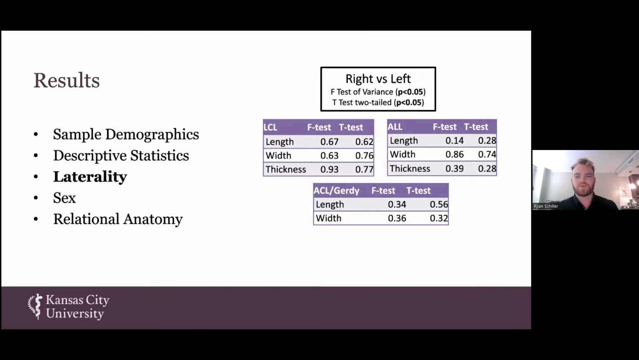And so then we took those descriptive data and we separated them into right and left and did a test for difference in laterality. So first we did an F test for equal variance for all of these numbers. And you can see that none of those came back significant. So all of the values between right and left had equal variance. And you can see with the t-test as well, none of those came back significant. So there was no difference between the right and left side for all of these direct measurements of the ligaments.